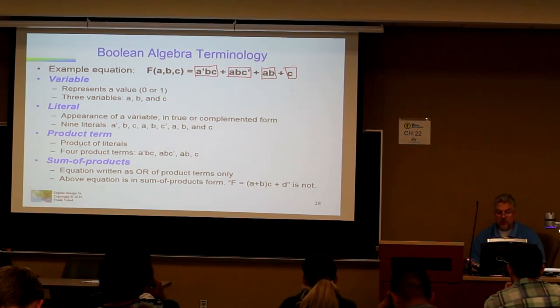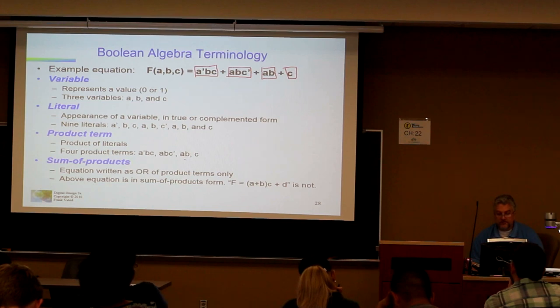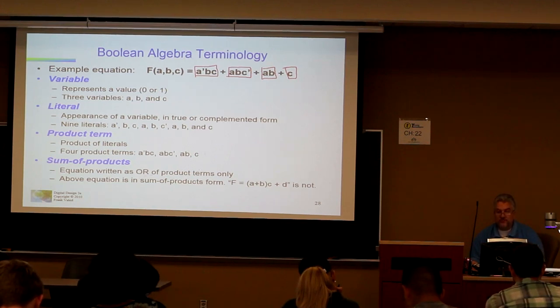And so we have 4 product terms: not A, B, C; A, B, not C; A, B; and C. So the sum of products is going to be written as an OR of these product terms. This is called a product term, and this is a sum of products. Even though it's a plus sign, it's really an OR.